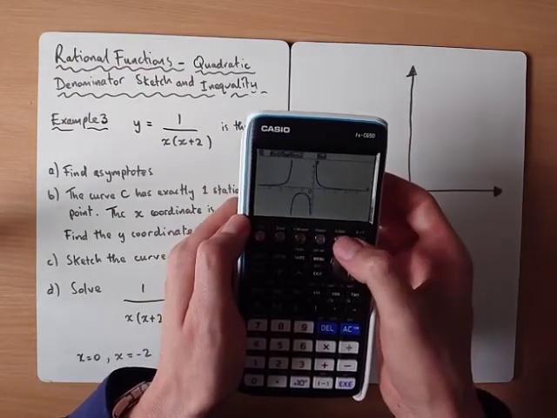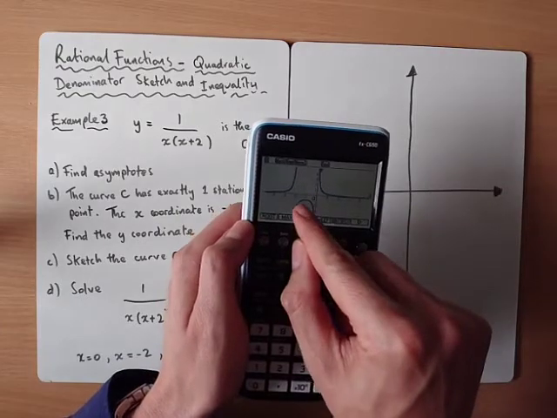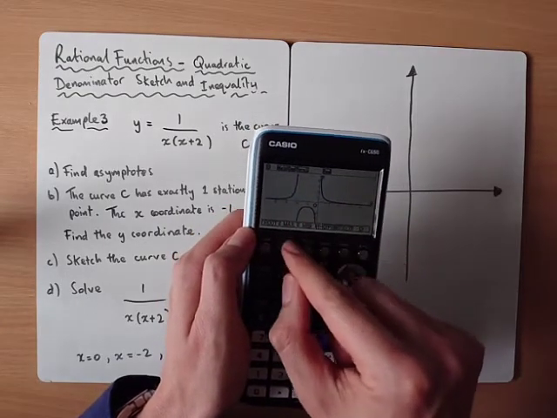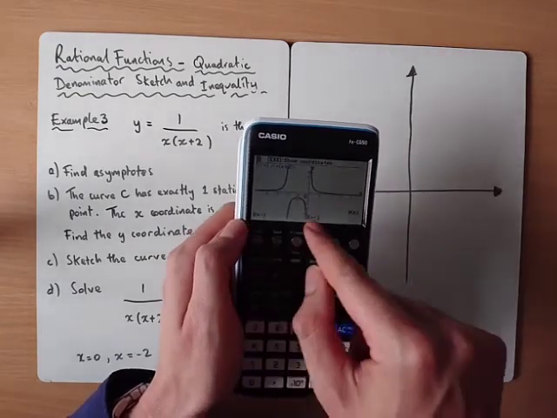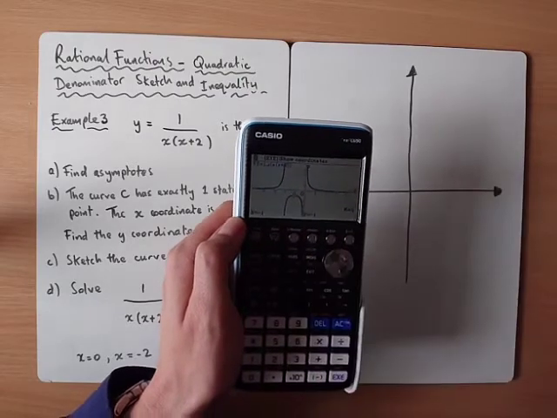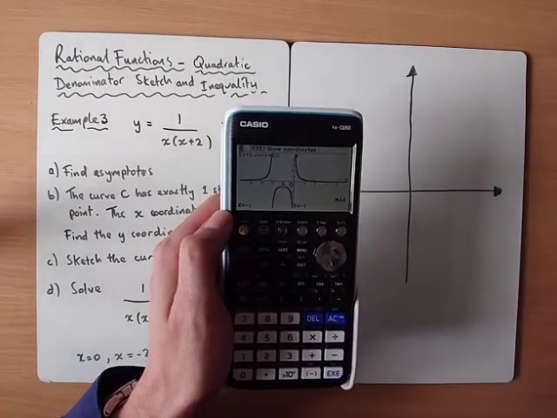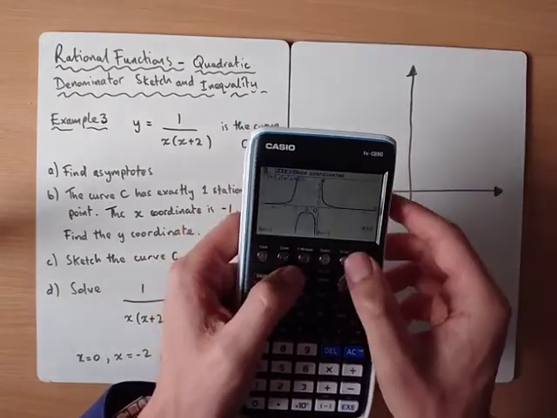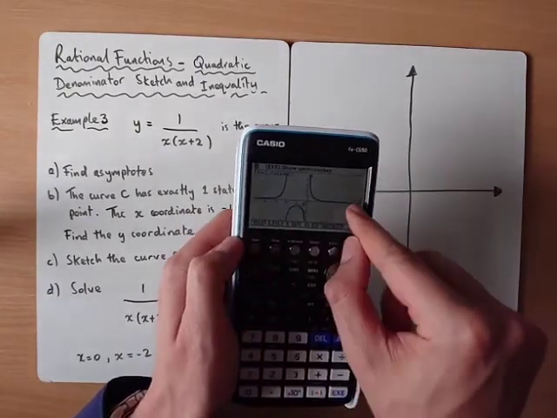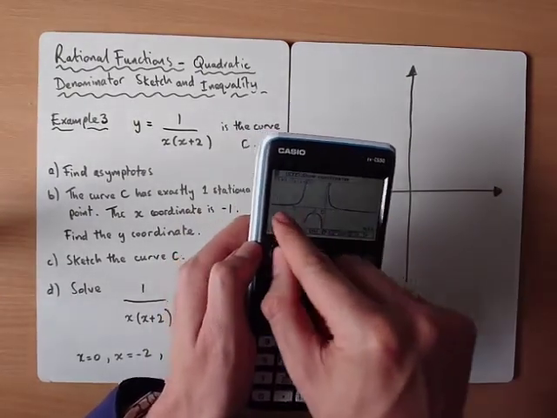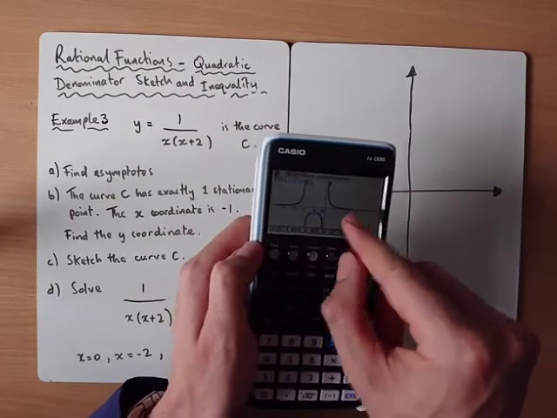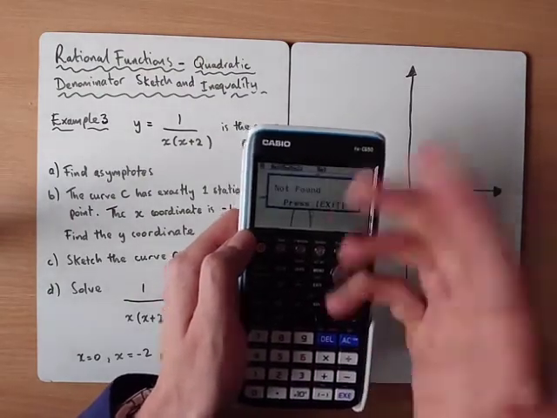So if I do g-solve, we can see that that point there is a maximum point. It tells me the stationary point is minus 1. So you can even check your answer for part B. Okay, let's see what happens if I do g-solve root, because the root is where it crosses the x-axis. It doesn't actually cross the x-axis on this one, but let's just see what happens. Not found. Okay.